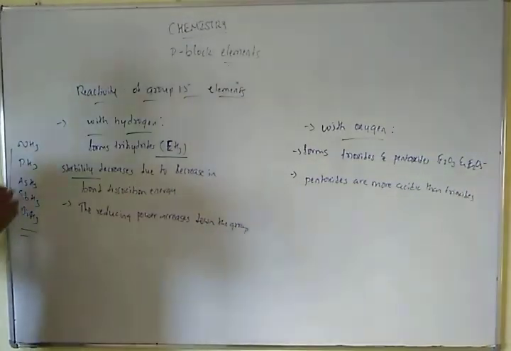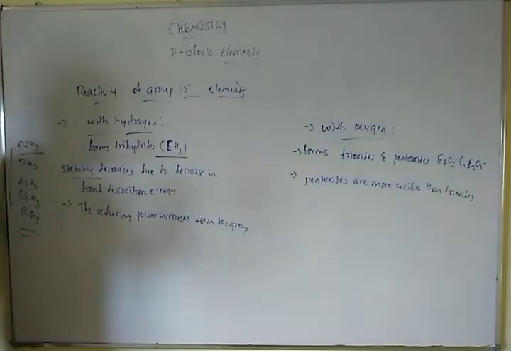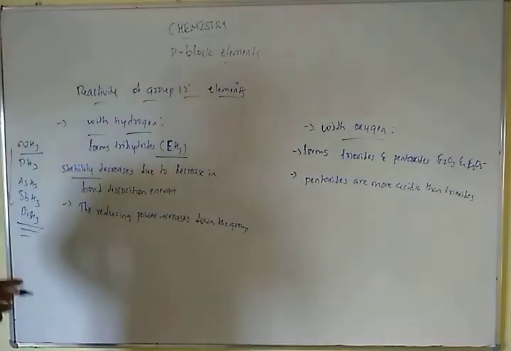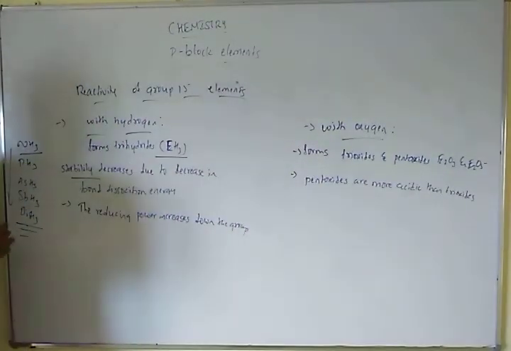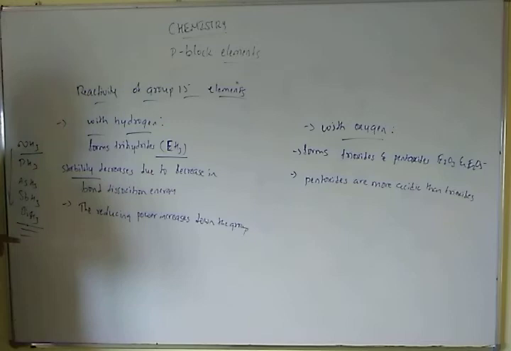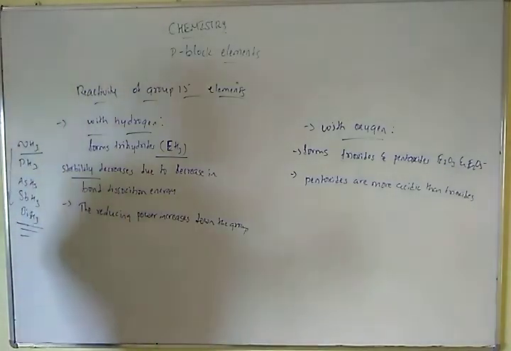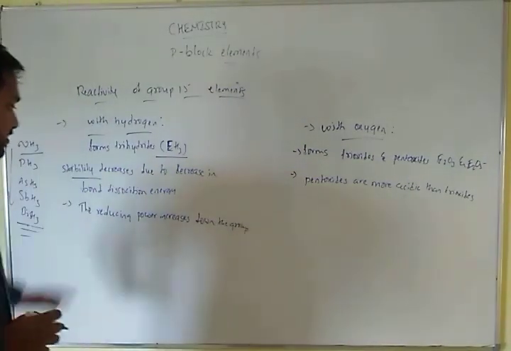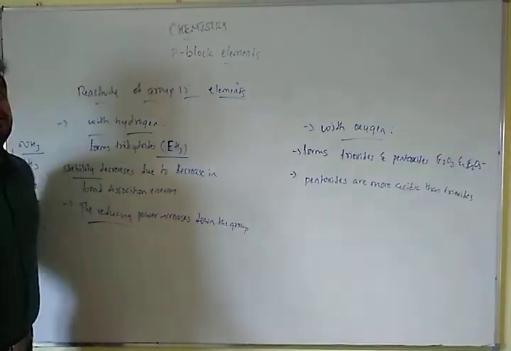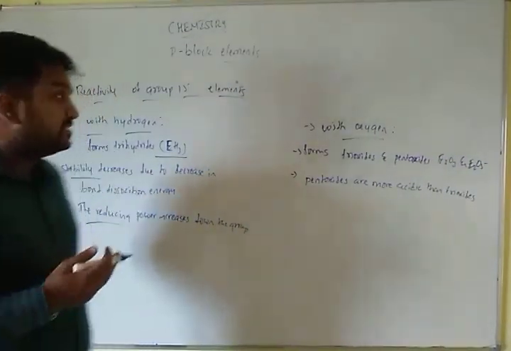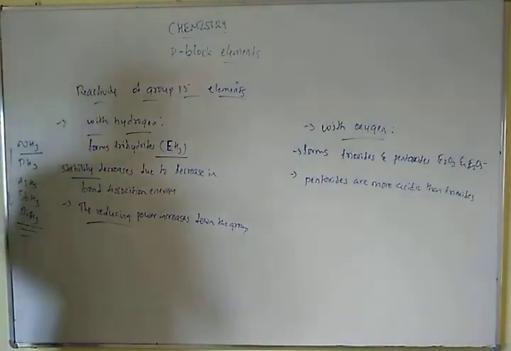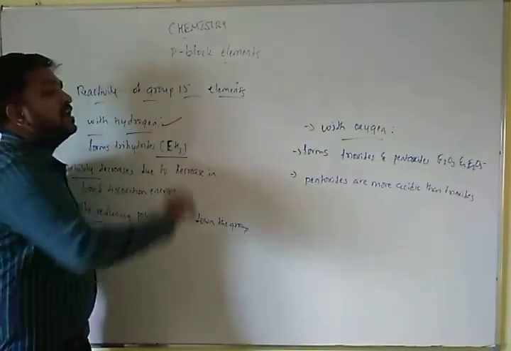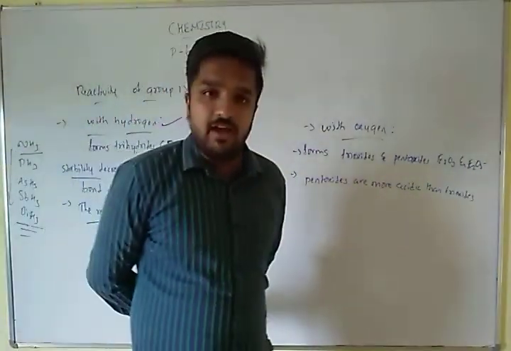So NH3 is the most stable one, whereas BiH3 is the least stable one. Why? Because bismuth hydride has the lowest bond dissociation energy. And the next one is the reducing power increases down the group. It can be easily reduced. So this reducing power, as we go down the group, it increases. So this is regarding the reaction of group 15 elements with hydrogen.